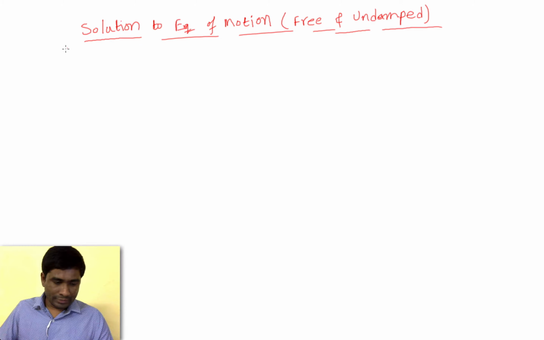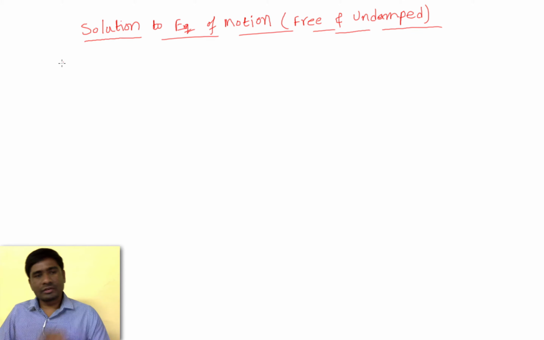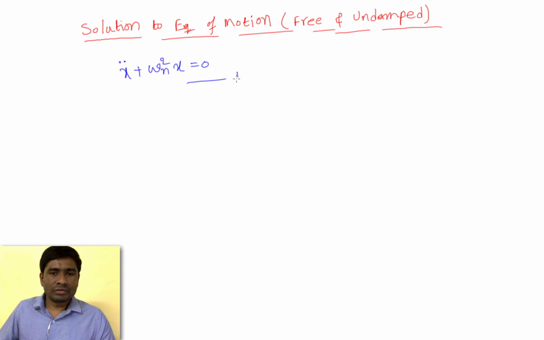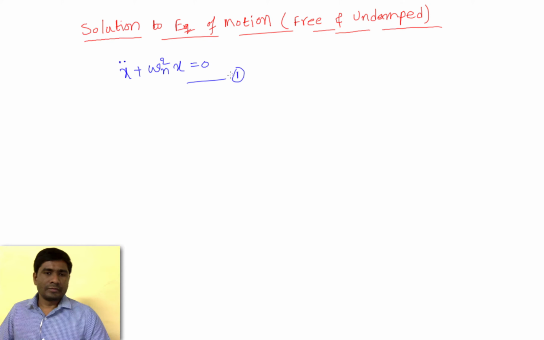Here we will try to find out the solution for the differential equation that we have derived in the previous lecture. So what is the differential equation? From the SHM motion we have derived x double dot plus omega n square into x equal to 0. This is the differential equation that we have derived from the SHM motion, and we have already derived some of the equations of motion for the free and undamped examples.